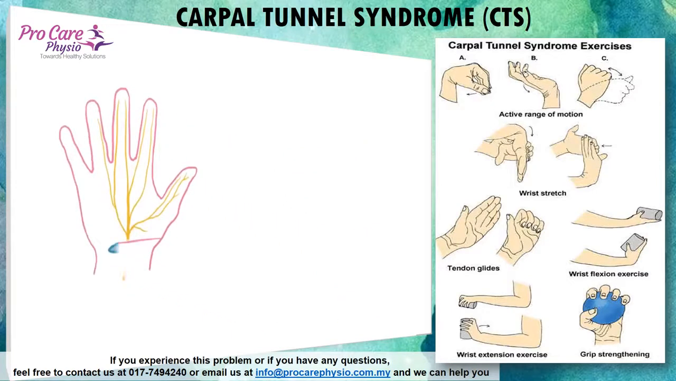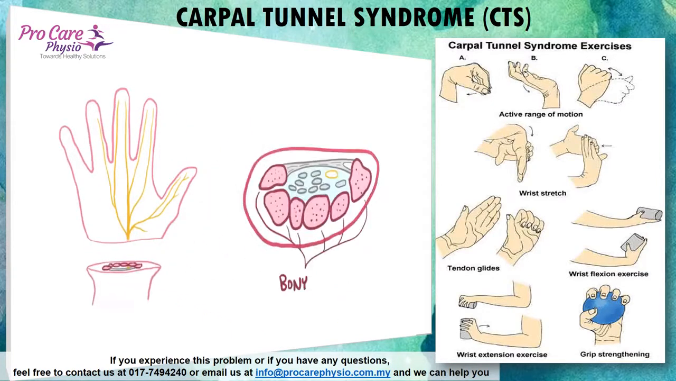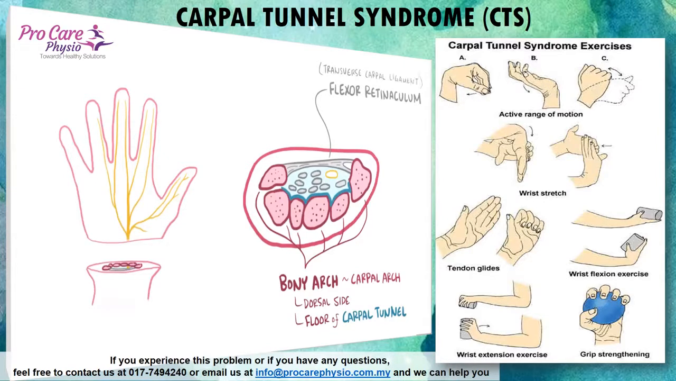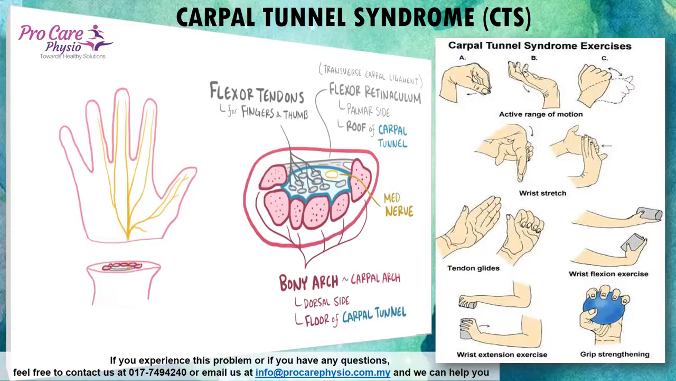Now, taking a cross section of the wrist, we'll see a bony arch known as the carpal arch on the dorsal side of the hand, which forms the floor of the carpal tunnel, and a sheath of connective tissue called the flexor retinaculum or transverse carpal ligament, which is on the palmar side of the hand and forms the roof of the carpal tunnel. Also, there are 9 flexor tendons, which go to the fingers and the thumb, as well as one nerve, the median nerve, which travels down the forearm and goes through the carpal tunnel.